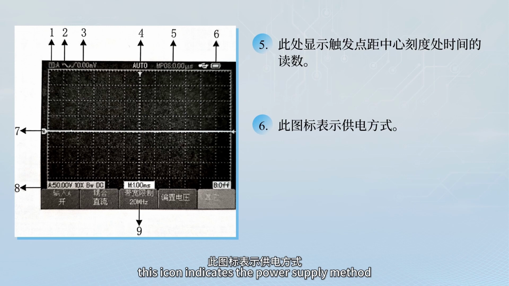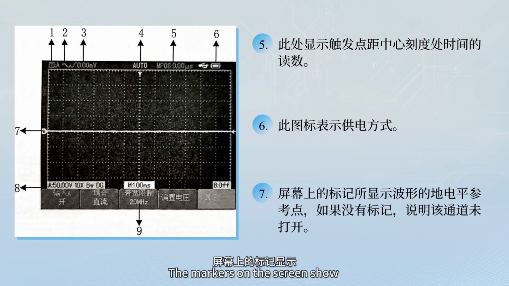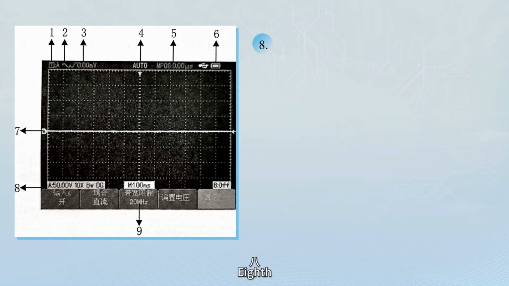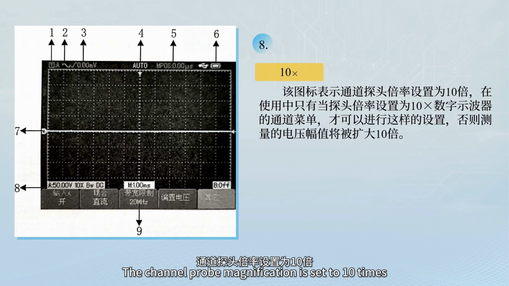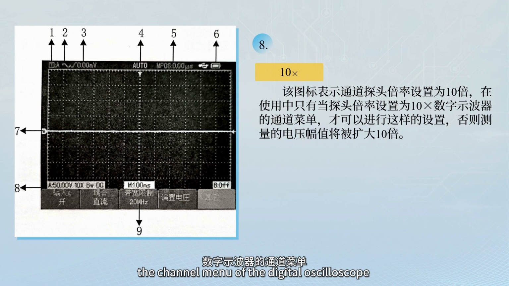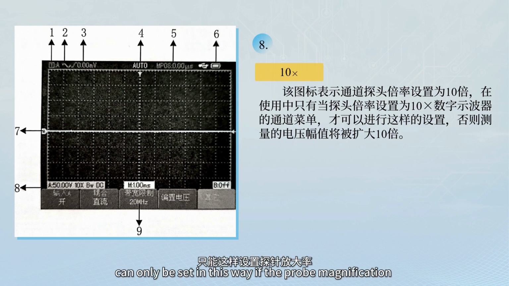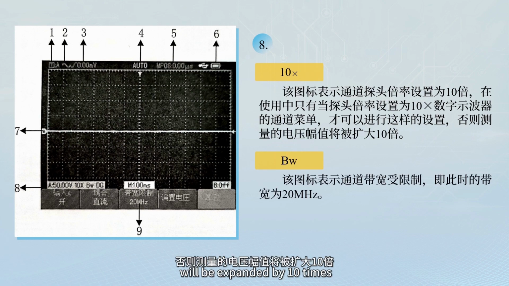Sixth, this icon indicates the power supply method. Seventh, the markers on the screen show the ground level of the waveform. An unmarked reference point indicates that the channel is not open. Eighth, the 10x icon indicates the channel probe magnification is set to 10 times. In use, the channel menu of the digital oscilloscope can only be set in this way if the probe magnification is set to 10 times. Otherwise, the amplitude of the measured voltage will be expanded by 10 times.